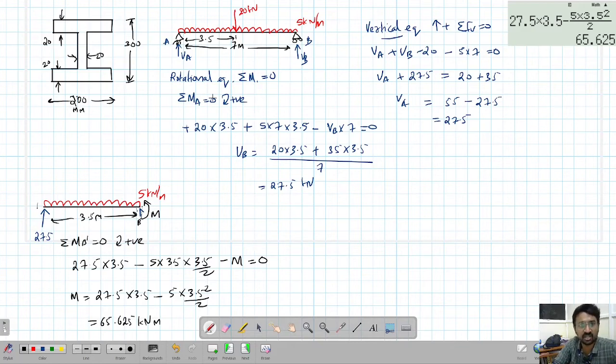All these complications we can actually avoid. The only thing you have to know is the maximum moment for a UDL and for a point load at the center of a simply supported beam. So we can do it like this. This is what I prefer.